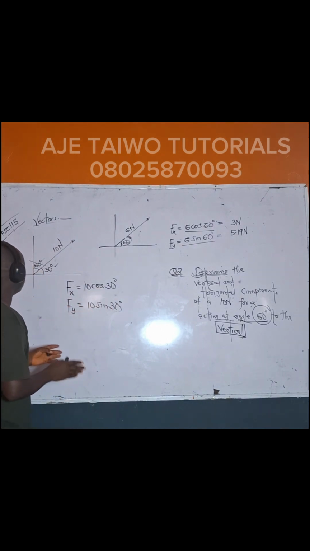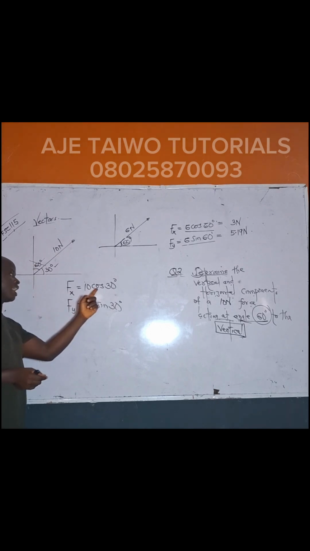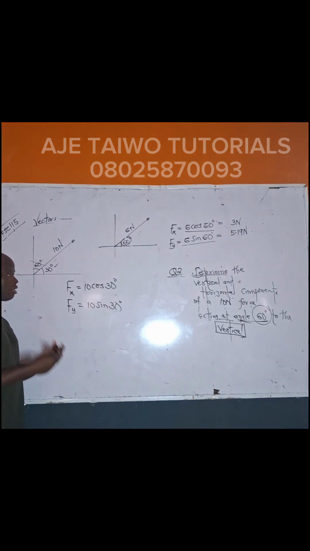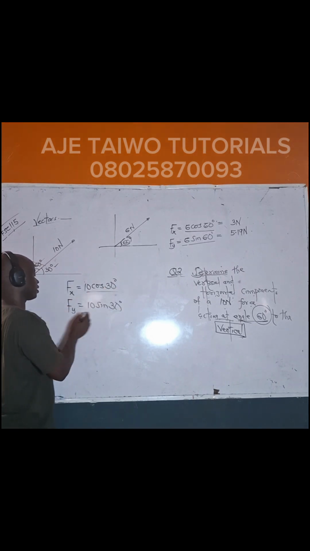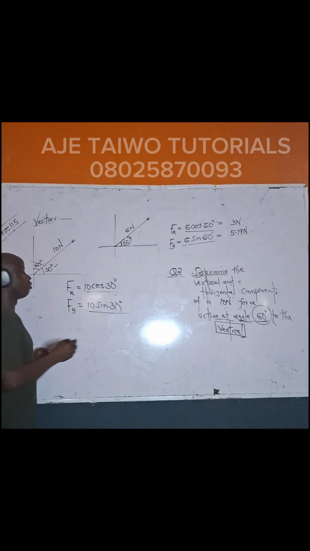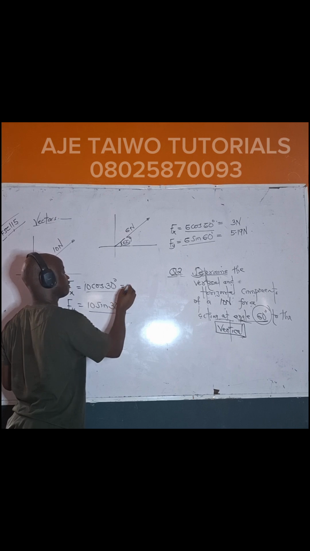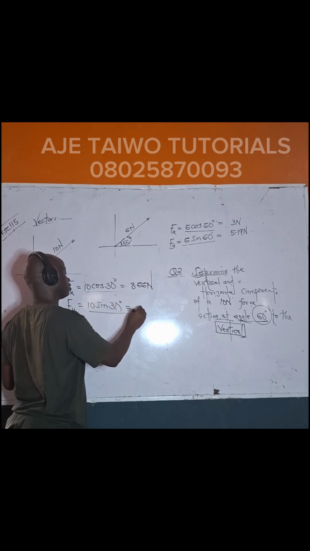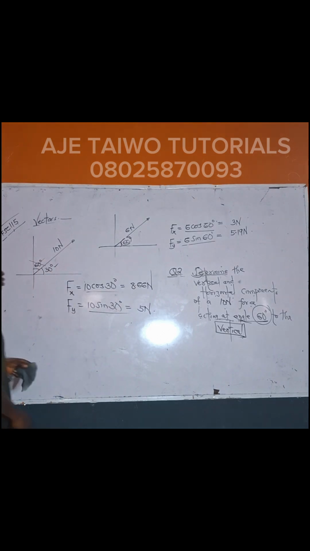So that I can maintain X is cos, Y is sine. But if you are good, you know what you are doing already. If it's angle to vertical, X is now sine, Y is now cos. But please, don't get yourself confused. Always use cos for X, sine for Y. What's the answer, class? What's cos 30? That's 8.66 newtons. What's this one? 5 newtons. Good.